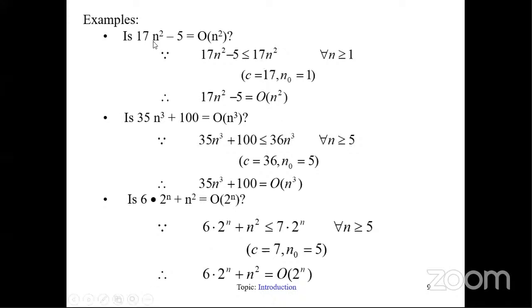So if, let us say, n is 1, then 17 minus 5 will be less than 17 times 1, which is 17. Because we know that this value has been reduced by 5. Whatever value you get, you have reduced by 5. So I'm teaching you this trick. This is what they call the trick in understanding the big O expression, or calculating the order of growth of a function.